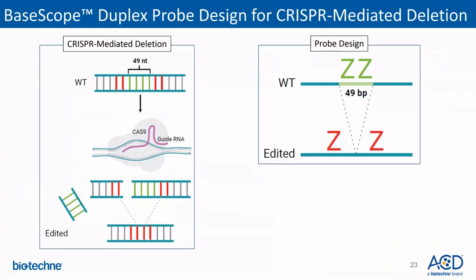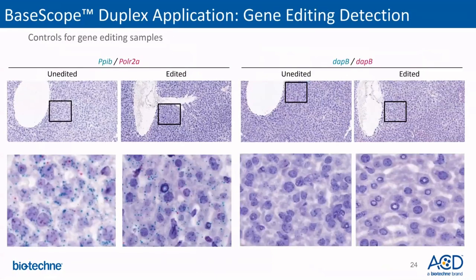So as you can see, we first qualified the samples by using the housekeeping genes, PPIB and POLR2A. And as you can see here, you can see the green dots depicting the PPIB mRNA, and you can see the red dots depicting the POLR2A mRNA. The right-hand side panel is the negative control, which does not show any signal. So that shows the assay background is very well controlled.